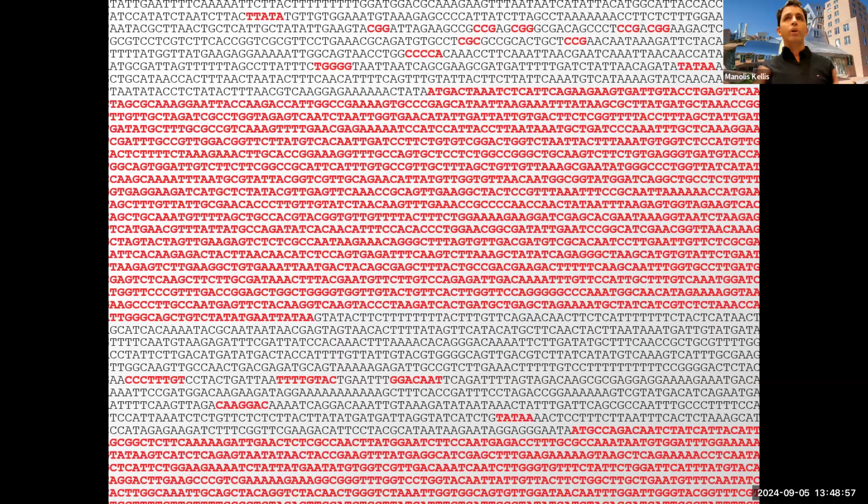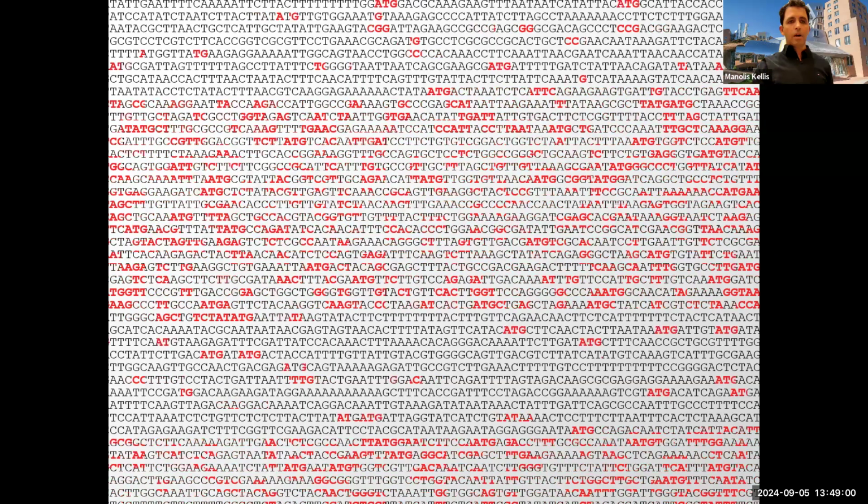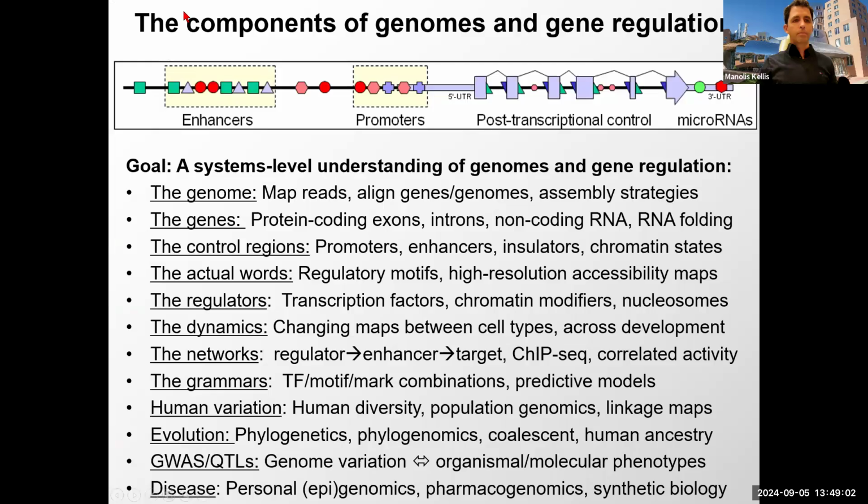So if at any point the words don't make sense, please stop me. But these are some building blocks. These are the motifs, and these are the proteins. The genes translate to proteins, and they're the effectors. And the motifs are sort of the control regions. So we're going to be talking about the genome, the genes, the control regions, the words of gene regulation. The regulators are the proteins that recognize these motifs. And of course, we're going to be talking about dynamics and networks and grammars.